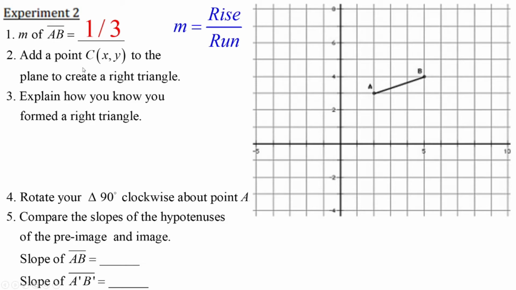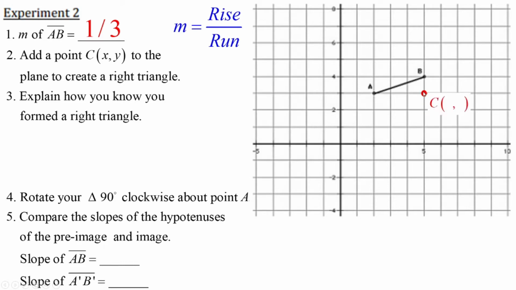Now add a point C with coordinates (x, y) on the plane to create a right triangle. So I need a right triangle. So you have two places you could put that. I think I'm going to put this C right here.